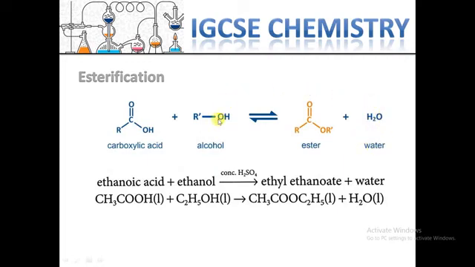Water is produced from the alcohol, which is only OH, the hydroxyl, after the reaction, and also one hydrogen from carboxylic acid. One hydrogen from carboxylic acid and the hydroxyl, I mean OH, from alcohol can create a water molecule. So you need to analyze and look carefully at this reaction and see how ester is produced and how water is produced, and which part from the carboxylic acid and which part from the alcohol react to each other.